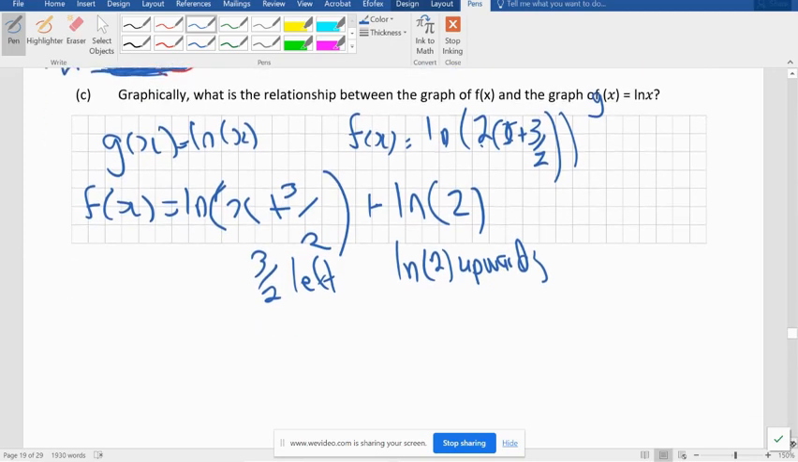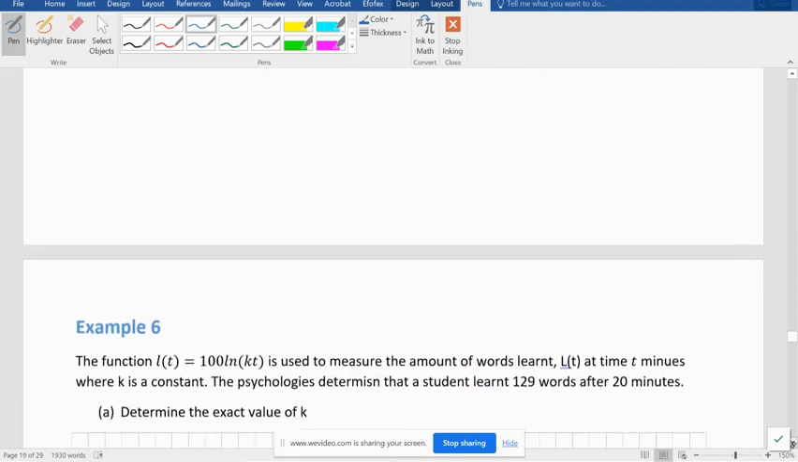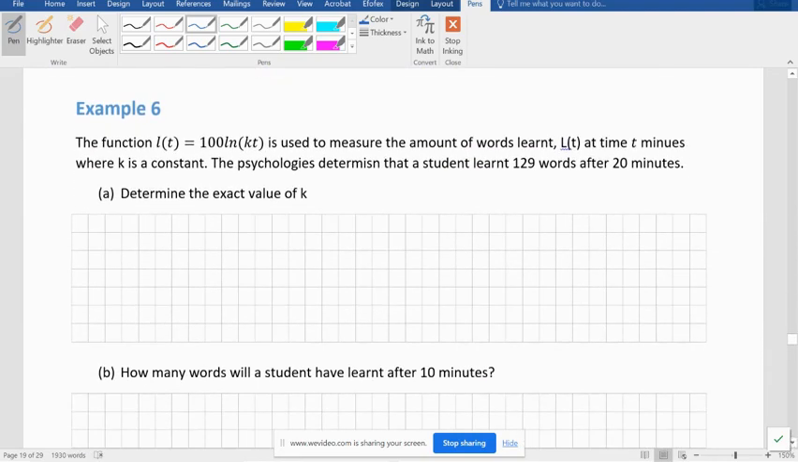All right, let's finish the last couple of examples. So what we've got here is really a logarithm function, and it's about the amount of words that we're learning. Psychologists determined that the student learned 129 words after 20 minutes. So they're just giving us a value here. What they're basically saying is L of 20 minutes gives us the amount of words, which is 129. So we can sub that into the equation. We've got 129 equals 100 ln(k times t). So t in this case is 20.